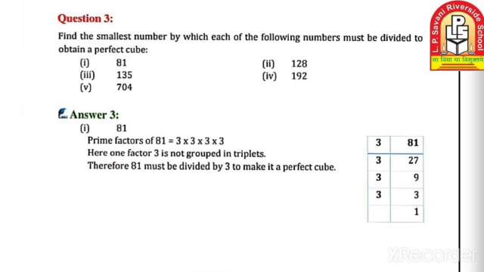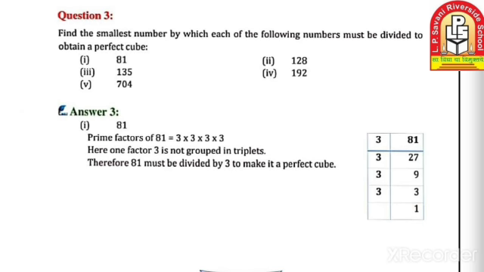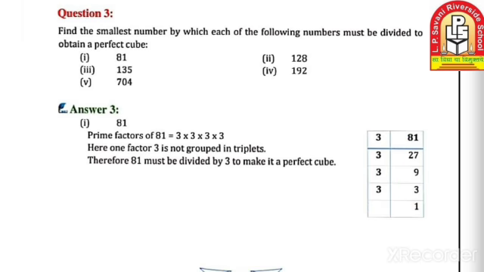Then 27 divided by 3 gives 9. In this way we can find the prime factors 3, 3, 3 and 3. This is the prime factorization of 81, that is 3 multiplied by 3 multiplied by 3, 4 times. So here one factor of 3 is not in a group of triple.